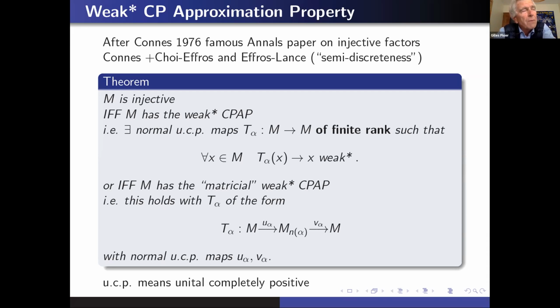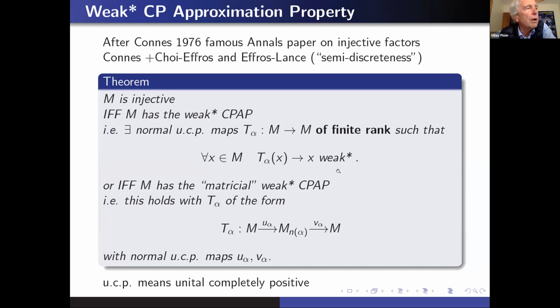M is injective if and only if it has the weak star completely positive approximation property, which means that there exist normal maps, T alpha, of finite rank from M to M, and everything is weak star, which approximate the identity pointwise weak star. So T alpha X tends to X, weak star. Weak star is what operator algebraists sometimes call sigma weak. It means the weak star topology of M as a dual space. Its von Neumann algebra is the dual of its predual, so it has a weak star topology.